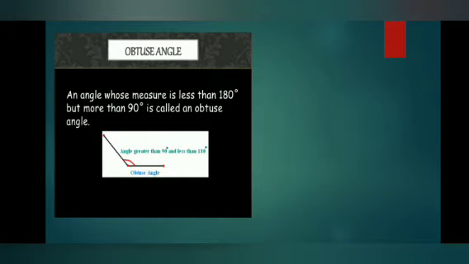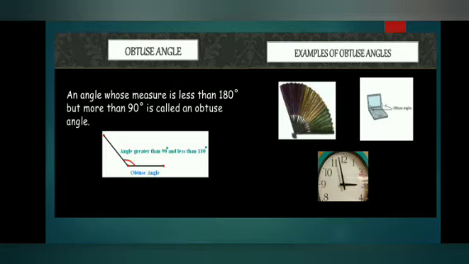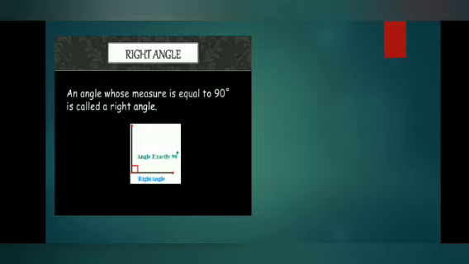Next comes the obtuse angle. An angle whose measure is less than 180 but more than 90 degrees is called an obtuse angle. Examples of obtuse angle: fan, laptop and the time showing 2:58.